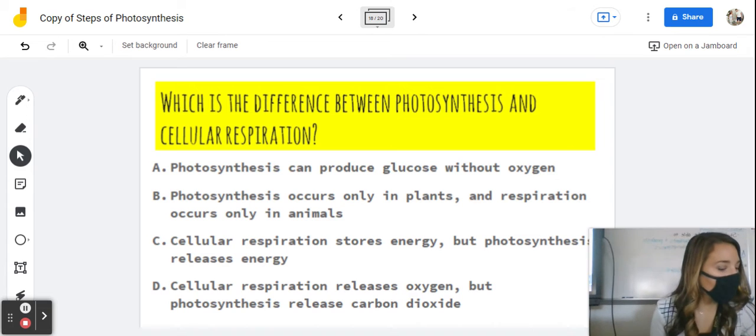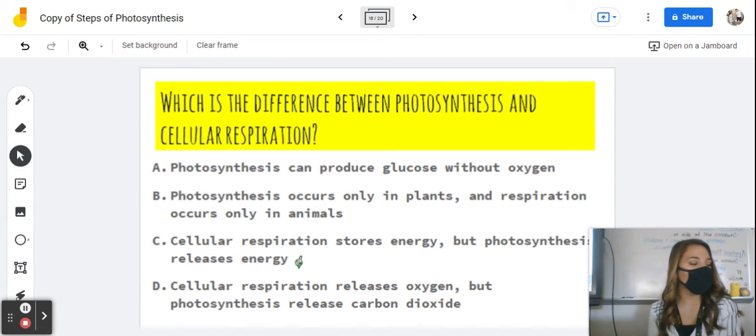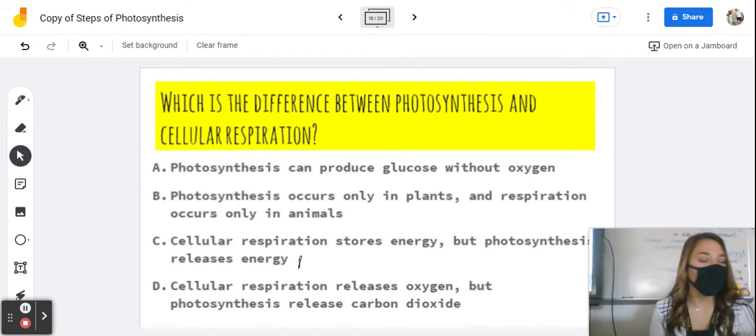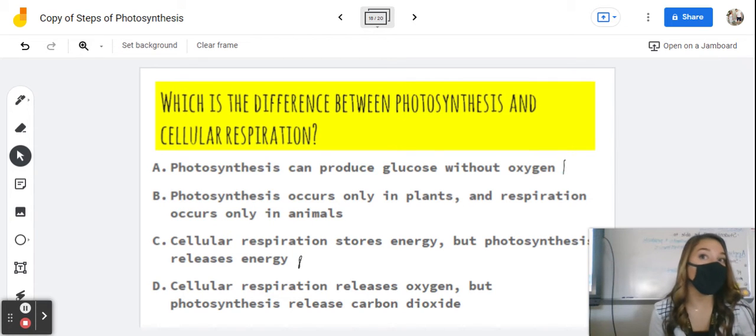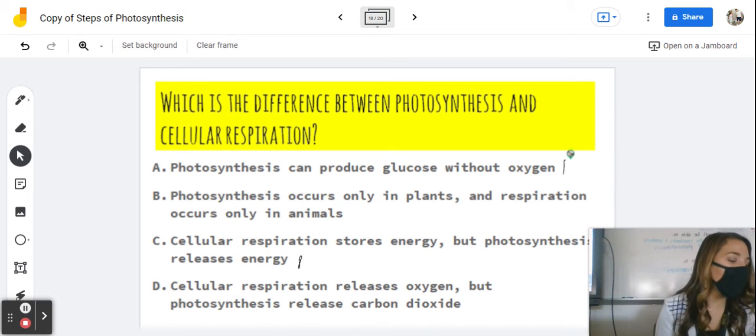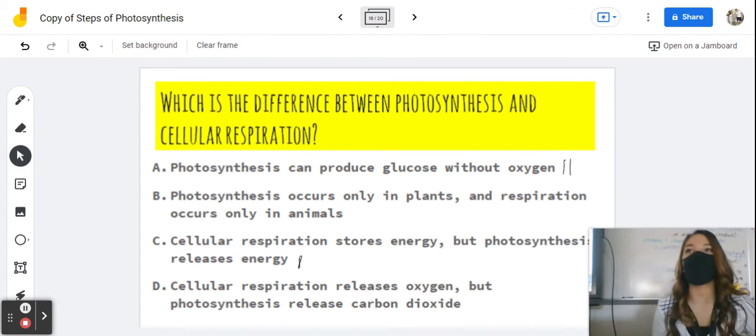She's going with C. Okay. Cellular respiration stores energy, and photosynthesis releases it. How about you, Dulce? Did you say A as an apple? Okay. How about you, Bianca? Is that a question or a statement? She's going with A. She's confident. Here we go. All right. How about anyone that was going to pick B?